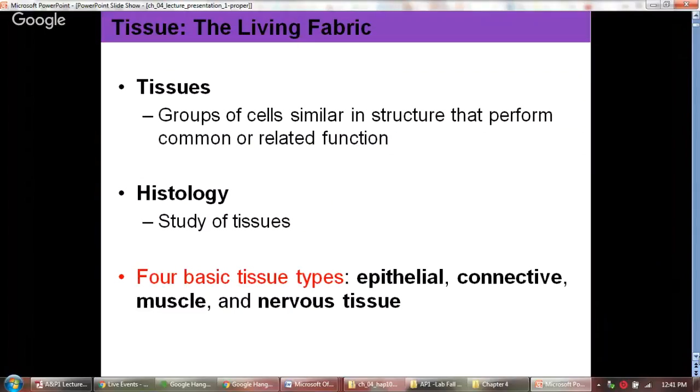When you think about the types of tissues that the body is made of, there are four basic types of tissues. They are the epithelial tissue, the connective tissue, the muscle tissue, and the nervous tissue. And we are going to go over them one by one.